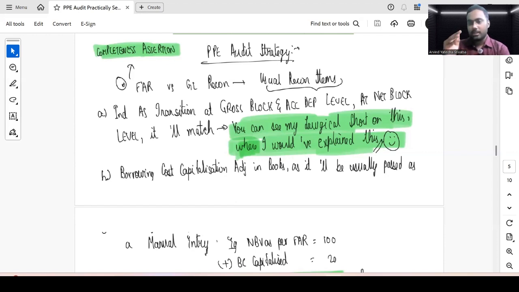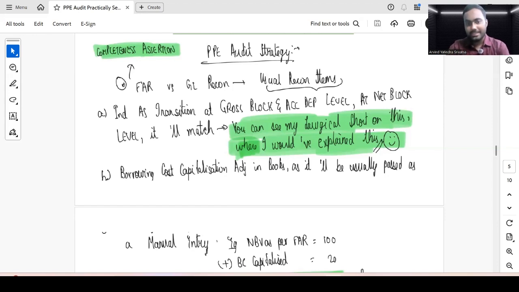That is, your gross block number as per your fixed assets register would not match with your general ledger, and your accumulated depreciation as per your FAR would not match with the accumulated depreciation as per your GL. However, at the net level, it would match. That is, the 80 as per your FAR would tie out to the 80 as per your general ledger. However, at the gross and the accumulated depreciation level, it wouldn't match. Guys, I have decoded this logic as a part of one of our logical shorts. You could check that for an elaborate understanding of the same. I don't want to be explaining the same here.